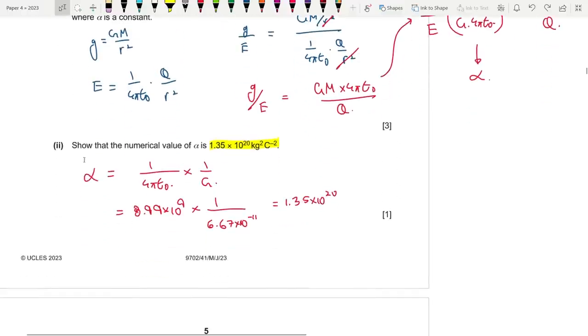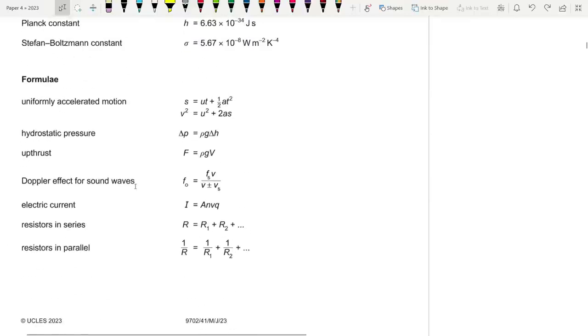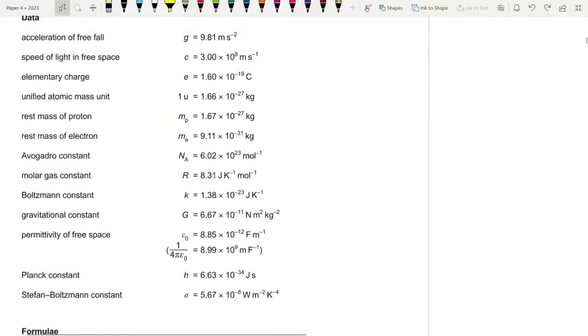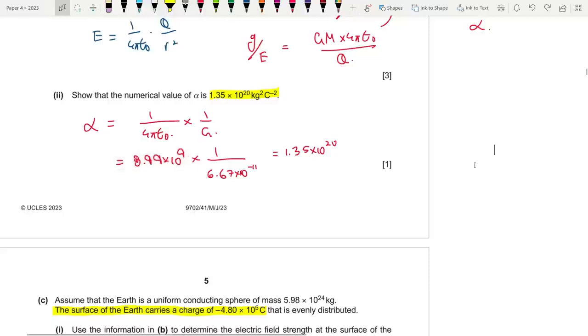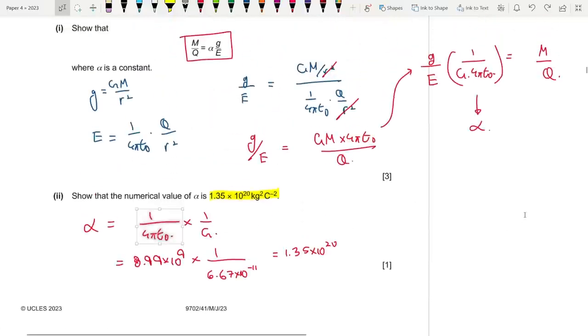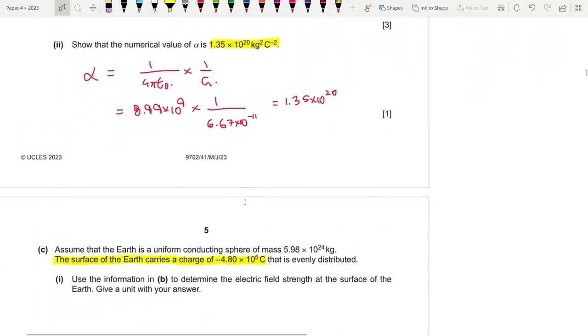Pretty straightforward. Alpha is equal to 1 by 4 pi epsilon naught into 1 by G. As you can see from the data booklet over here, G takes a value of 6.67 into 10 to the power minus 11, and epsilon naught is 8.85 into 10 to the power minus 12. So we could just use the value of 1 by 4 pi epsilon naught as 8.99 into 10 power 9 times 1 divided by 6.67 into 10 power minus 11, which is 1.35 into 10 to the power 20. Is that fine? Let's move on to the next part.